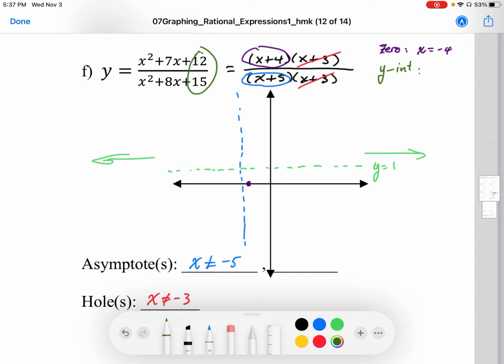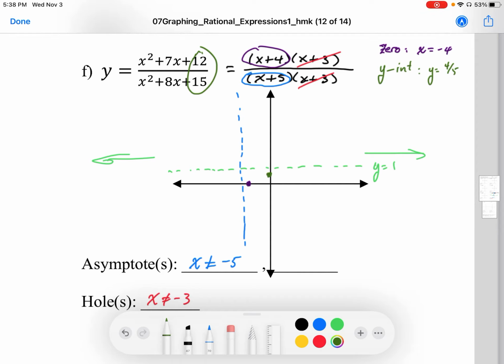If we plug 0 in, we get 12 divided by 15 because the x's cancel out. We could also do it in the simplified form. We get 4 over 5. In both cases, they simplify to 4 over 5, so the y-intercept is going to be at 4 over 5. It's just going to be right about there, just below the asymptote. And that confirms that that's going to be in that quadrant.